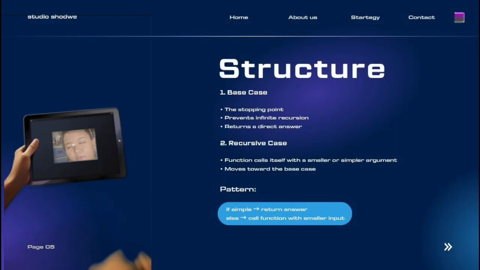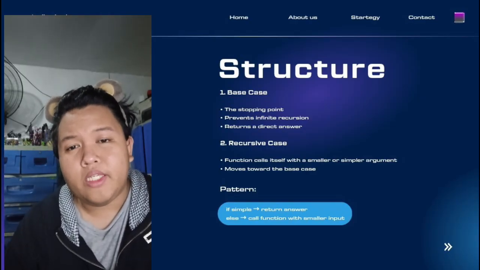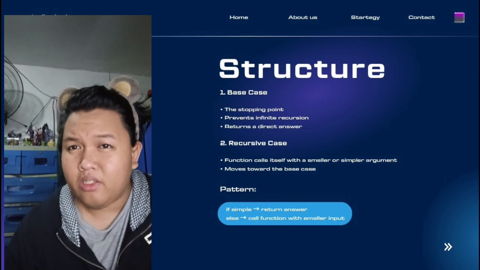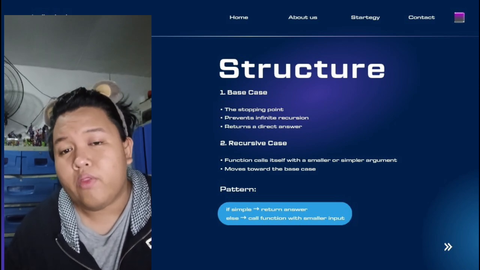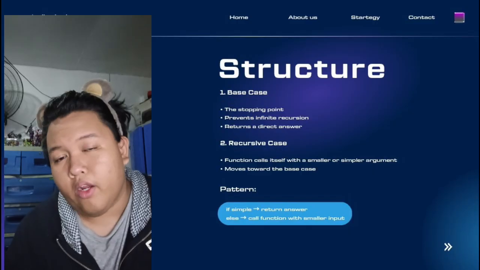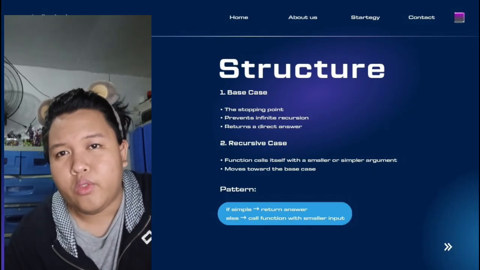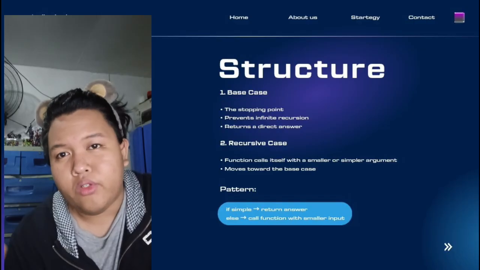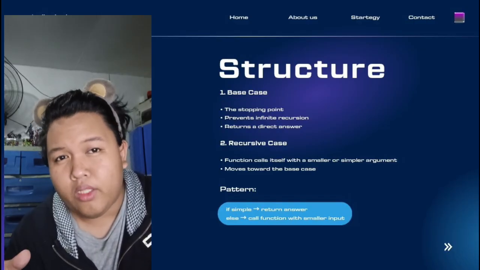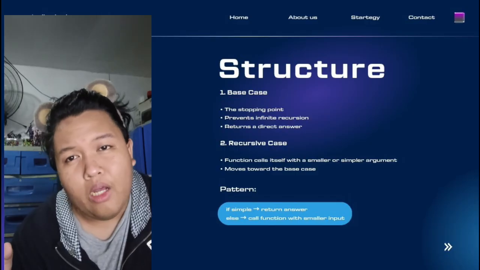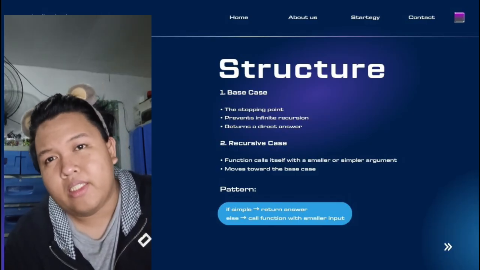To write a correct recursive function, we need two essential parts. The first one is the base case. What is the base case? The base case is the condition where the function stops calling itself. Without this, the recursion would continue forever and eventually crash the program. And the second one is the recursive case. The recursive case, on the other hand, is where the function calls itself again, but with a smaller or simpler input. Each recursive call should bring us closer to the base case.